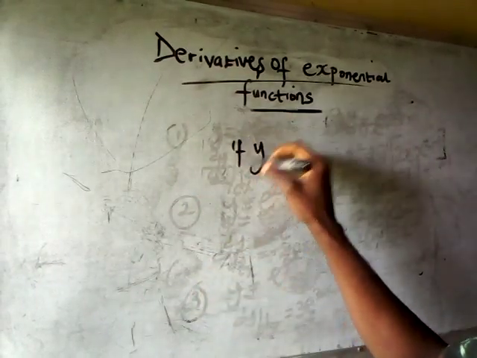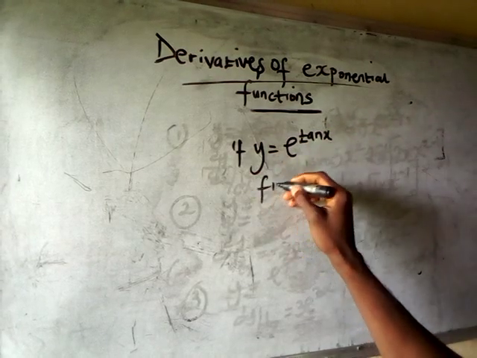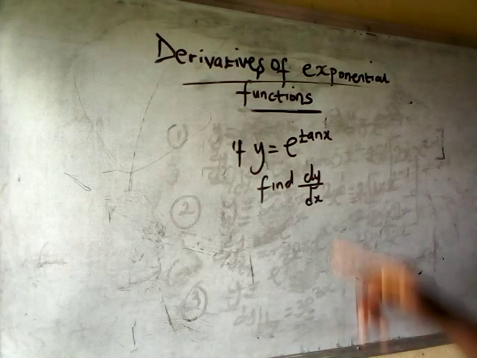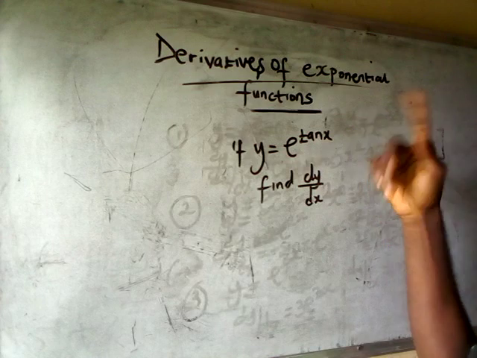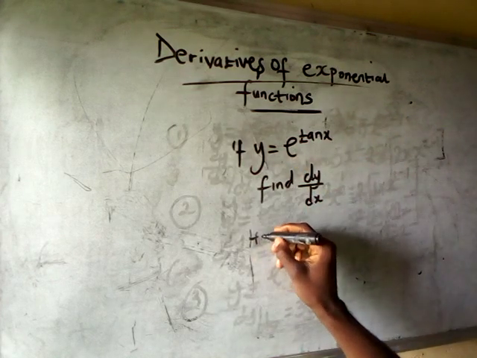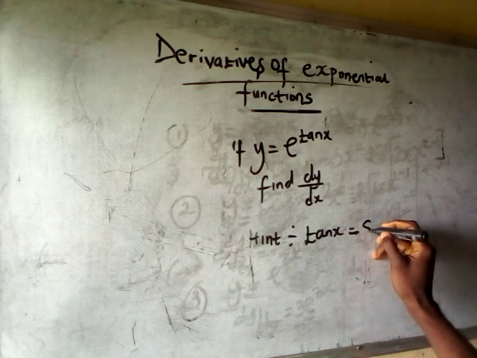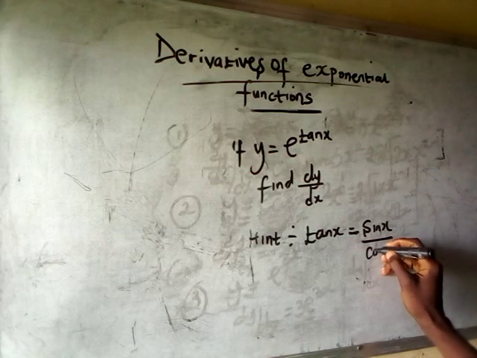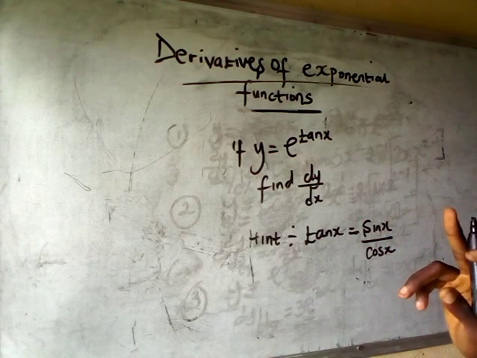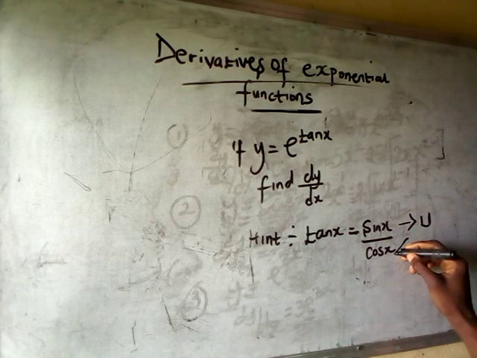If y is equal to exponential tan x, find dy dx. Remember that you are going to differentiate tan x, then keep the answer at the back, then repeat the function. Remember what I said earlier, that tan x is always equal to sin x divided by cos x. For us to differentiate this, you are going to use the product rule, sorry, the quotient rule. This should be your u and this should be your v.